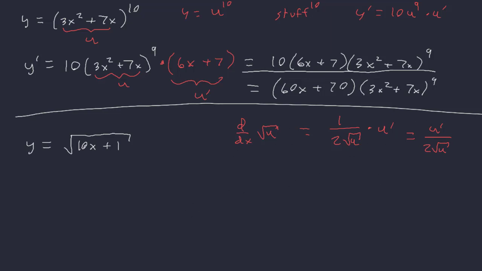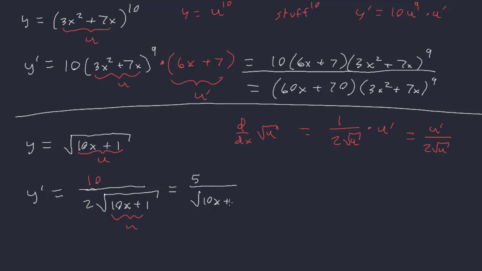Okay, so in here, this 10x plus 1 is our u. Okay, so y prime is going to be u prime. So that's going to be 10 on the top, all over 2 times the square root of u. So this thing left alone. Okay, so notice that this is still u left alone. And the 10 and the 2 will cancel to give us 5 over the square root of 10x plus 1.